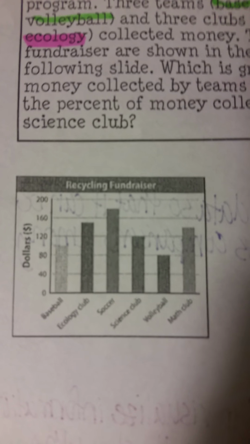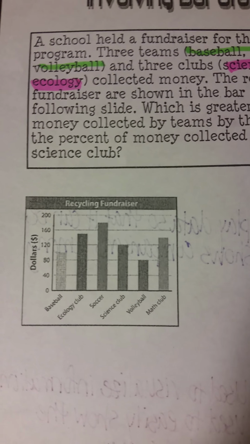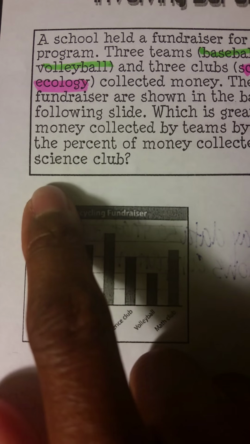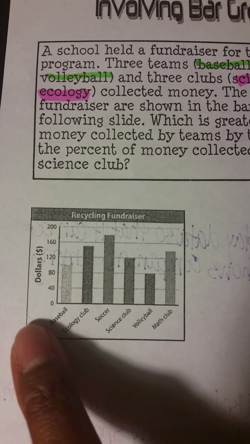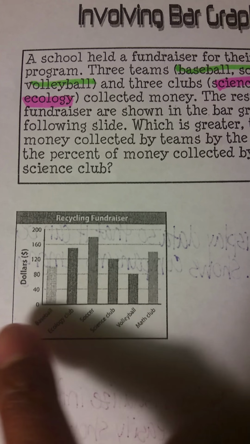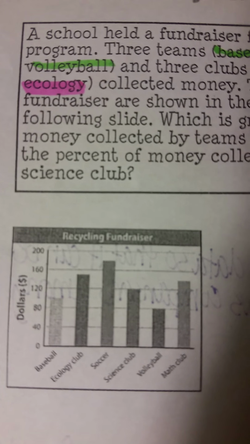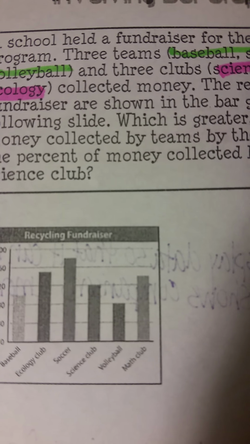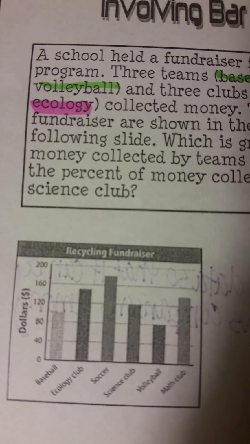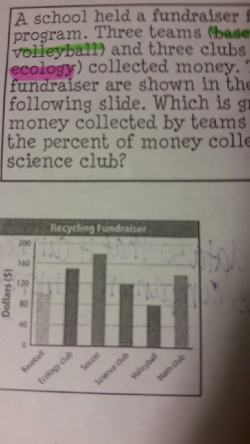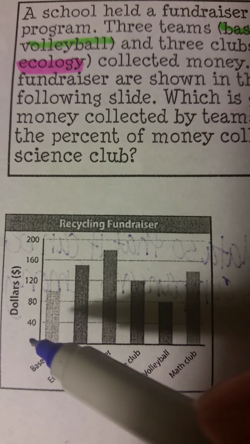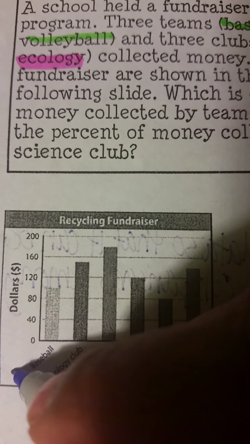And I always tell you, anytime you look at a graph, no matter what it is, always look at the title, what's along the x-axis, and what's along the y-axis. Along the x-axis here we have the different clubs and teams, and along the y-axis we have the amount of money that they raised. So we're going to take each one of those and put that amount under it. For baseball, I would say approximately 100.